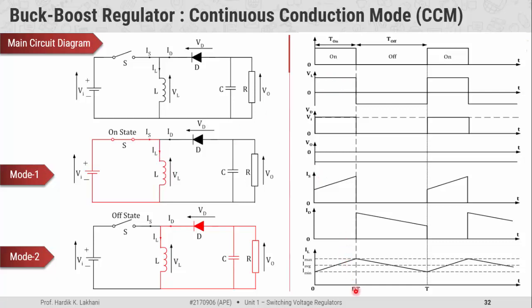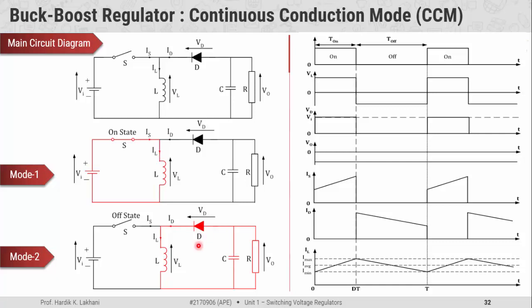At the instant DT when the switch is turned off, mode 2 operation begins. When the mode 2 operation begins, the polarity across inductor gets reversed, and due to that this diode comes into the forward bias condition and freewheeling action begins. Inductor releases its energy into the load using this freewheeling diode.